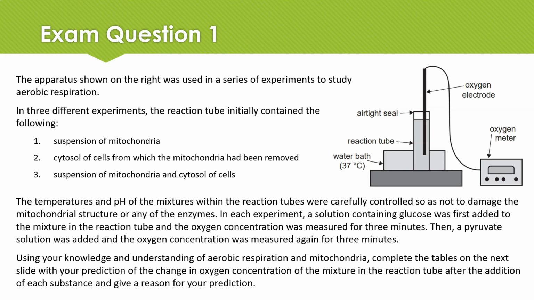The temperature and pHs of the mixtures within the reaction tubes were carefully controlled so as to not damage the mitochondrial structure or any of the enzymes. In each experiment, a solution containing glucose was first added to the mixture in the reaction tube, and the oxygen concentration was measured for 3 minutes. Then a pyruvate solution was added, and the oxygen concentration was measured again for 3 minutes.